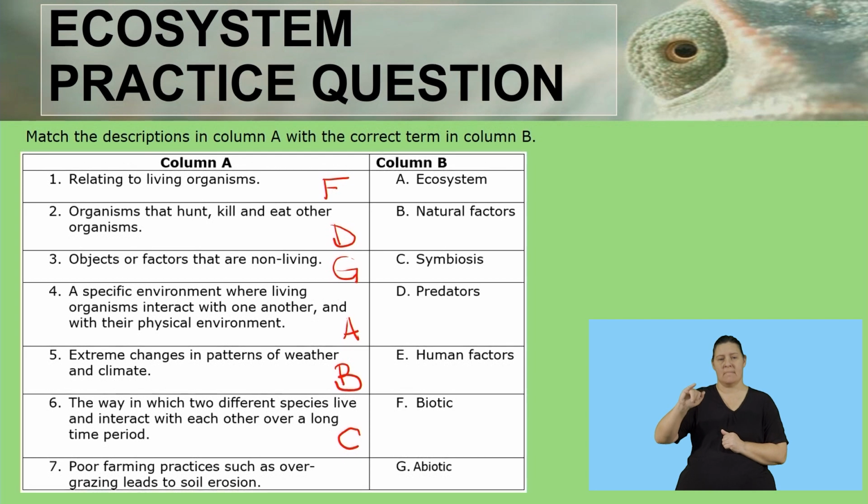And lastly, we have poor farming practices such as overgrazing, which leads to soil erosion. If you go to B, you would see that these are human factors, which is E. So if you got all of them or most of them correct, very good to you. Now we are going to move on to our next activity.